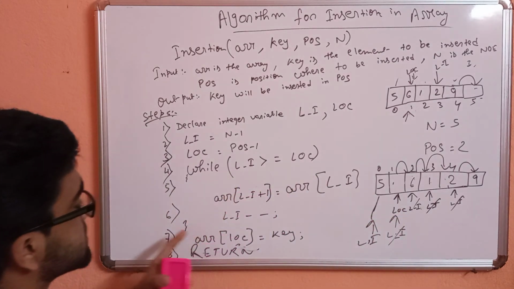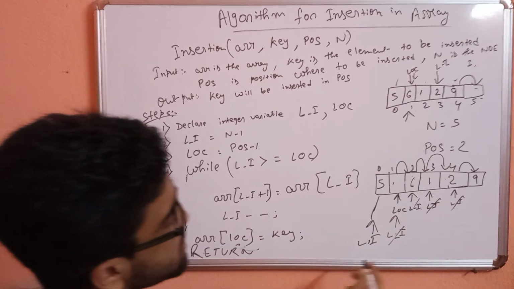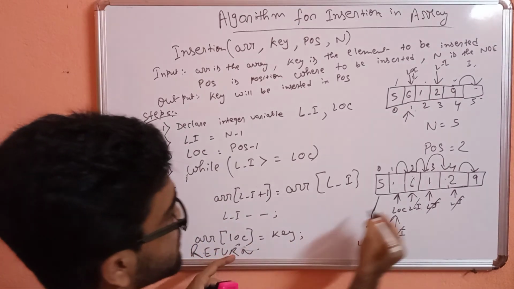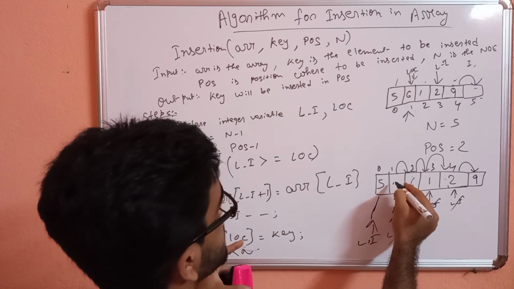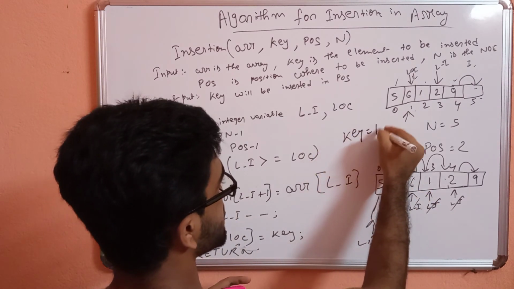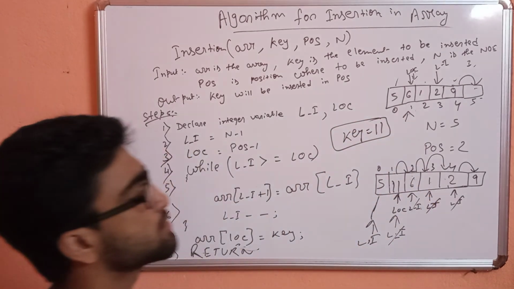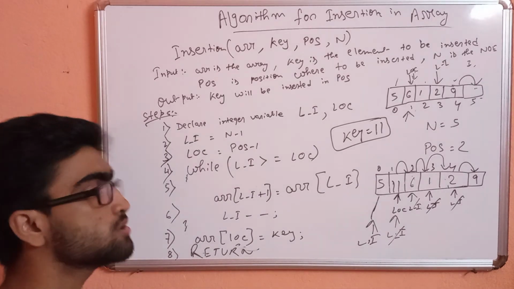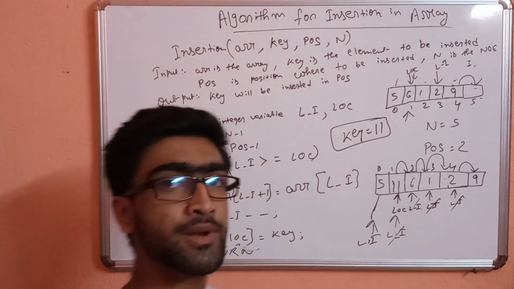This condition fails, it comes out of the loop, and now ARR of LOC equals key. This will be done. ARR of LOC is this place, the first index. Suppose I am considering the key to be 11. Key 11 is to be inserted. Then 11 will be inserted here. I hope you understood. So this is the algorithm for inserting an element in an array.